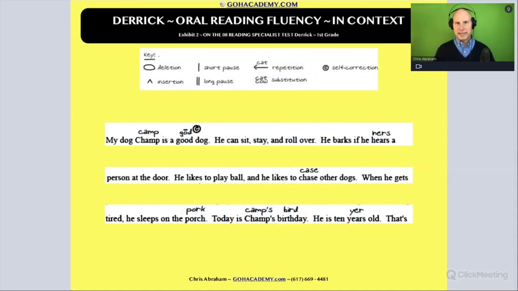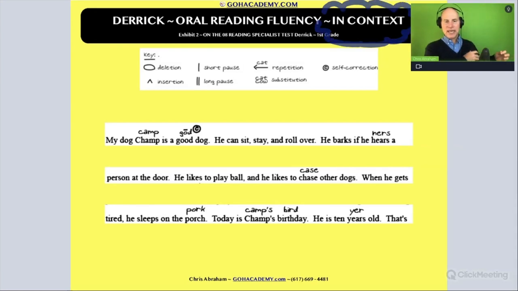Okay, let's take a look at a student's reading fluency and look at their oral reading fluency in context. And when I say in context and out of context or in isolation, that's going to reference how the fluency is being tested, or how the student's ability to read words, the proper speed, accuracy, and expression is tested.